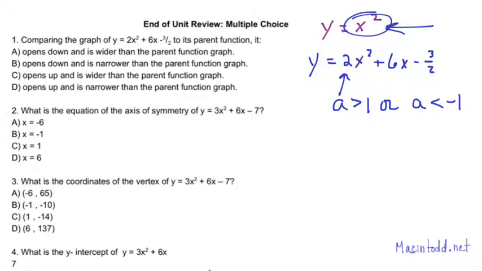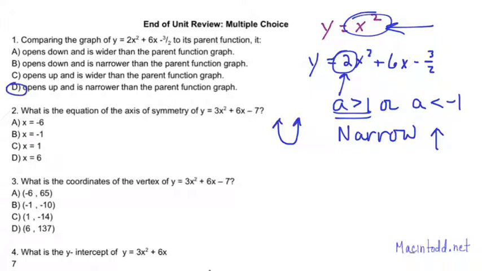So in this case we've got a 2. 2 is clearly bigger than 1, so that means it's going to be narrow. And because it's a positive 2, it's going to open upward, so it'll look like this parabola, like that. So I want an answer that says you open up and you're narrow. So opens up and narrow. That looks like D to me.